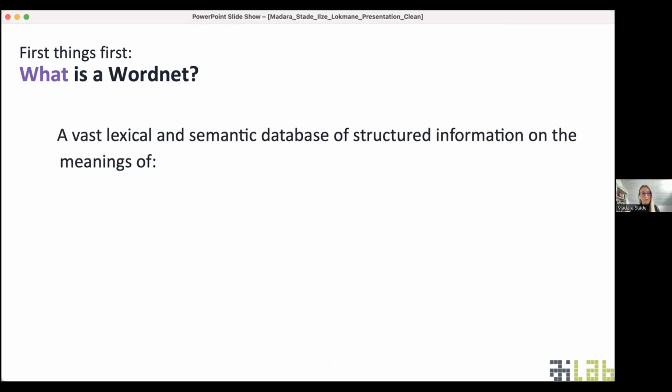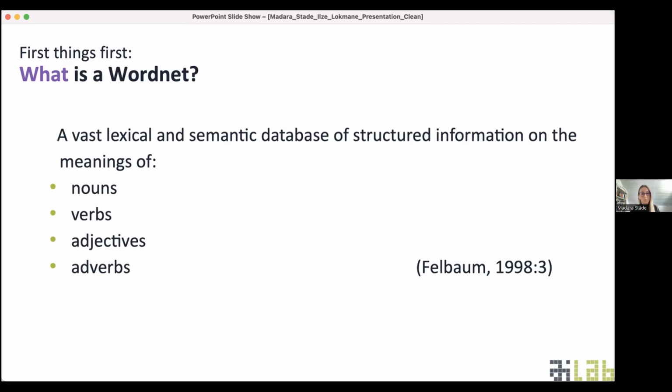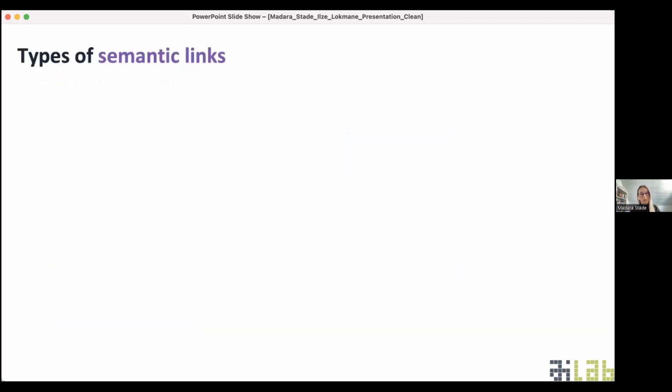So in brief, a WordNet is a large lexical and semantic database, which consists of structured information on word meanings. And the main word groups that WordNets tend to concentrate on are nouns, verbs, adjectives, and adverbs. And in order to structure the information on word meanings, we use something that we call semantic links. So we cluster word meanings together, and then we connect them with semantic links to show all kinds of semantic relationships between these clusters of word meanings. So there are various types of semantic links that we use.